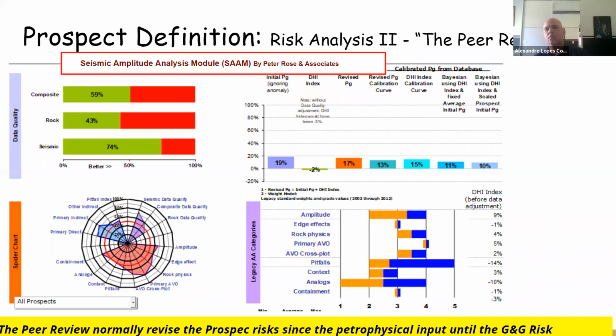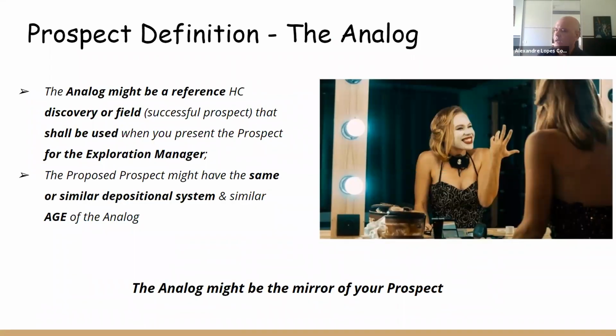And after that, when you show it to your manager, you have to properly find an analog. An analog, for example, if you define a slope fan, a turbidite in there, you have, for example, Roncador in Brazil. Roncador is a famous field in Brazil that you should use as a mirror, because no one knows your prospect, but everybody knows Roncador, for example.